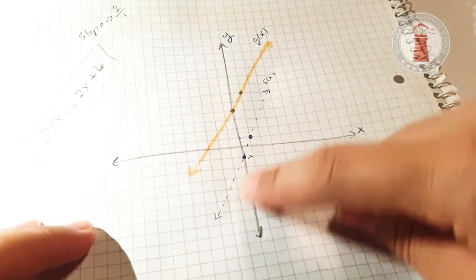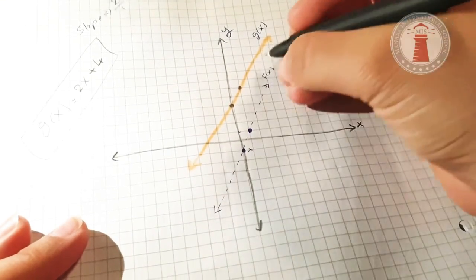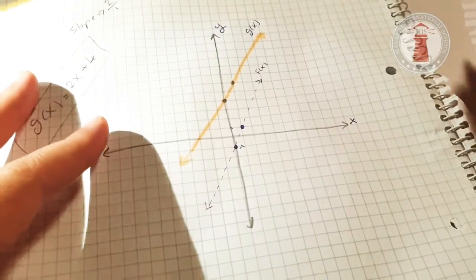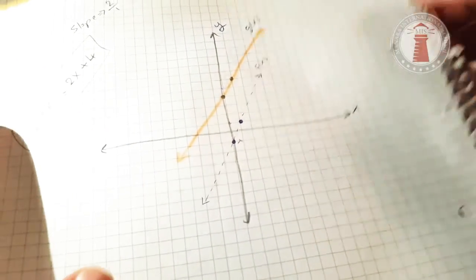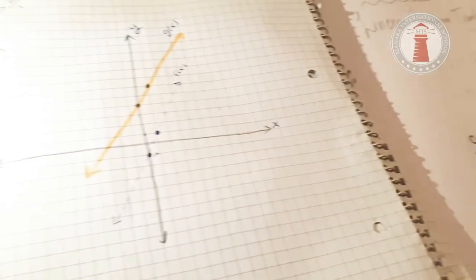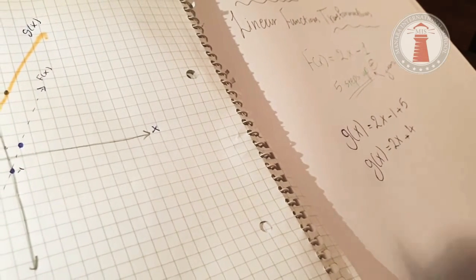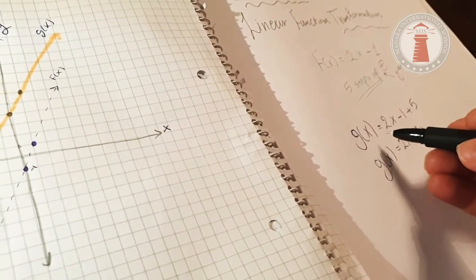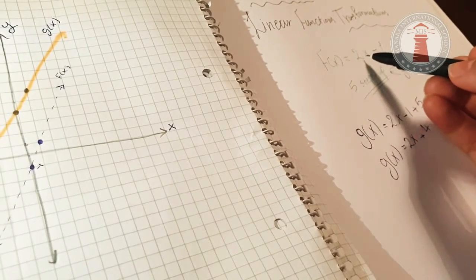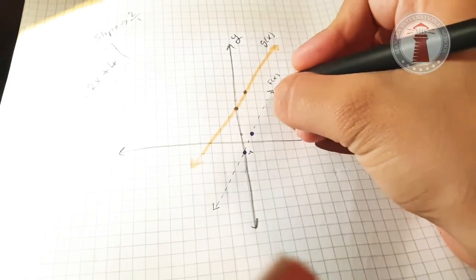This is our original line, which is f of x, is equal to... I'm going to write it here. Let's just have our paper next to us so we can use it. Now, right here, we have the original function, which is f of x equal to 2x minus 1.